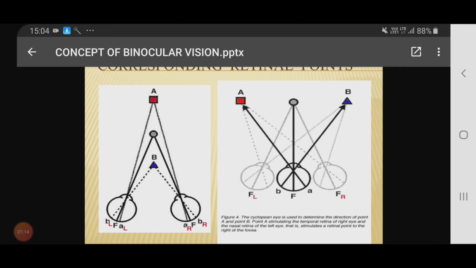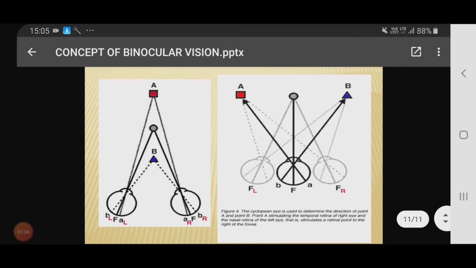So any points in the retina which, when stimulated, make us see a single vision, we can see, will give rise to a single image formation if those corresponding retinal points are stimulated. Means when the corresponding retinal points get stimulated, it forms binocular single vision.